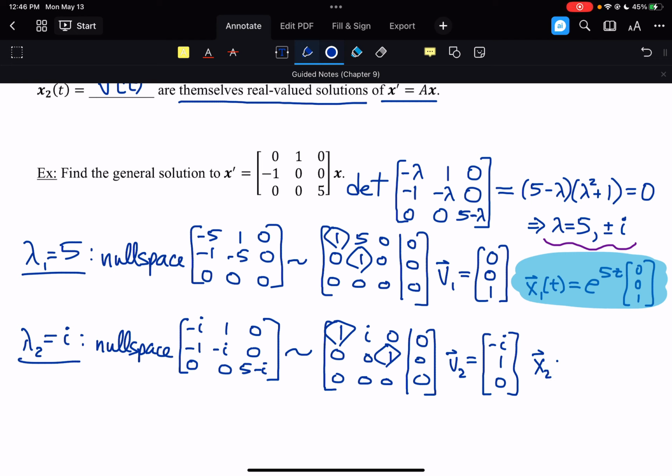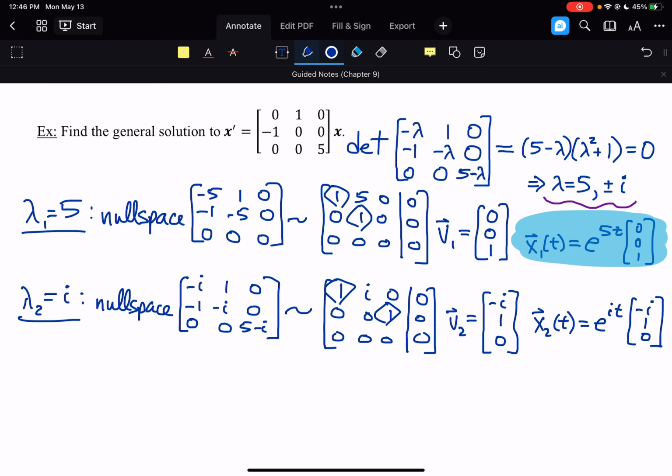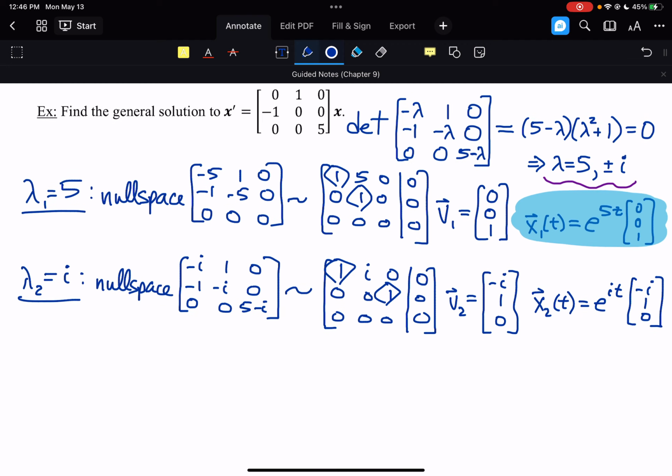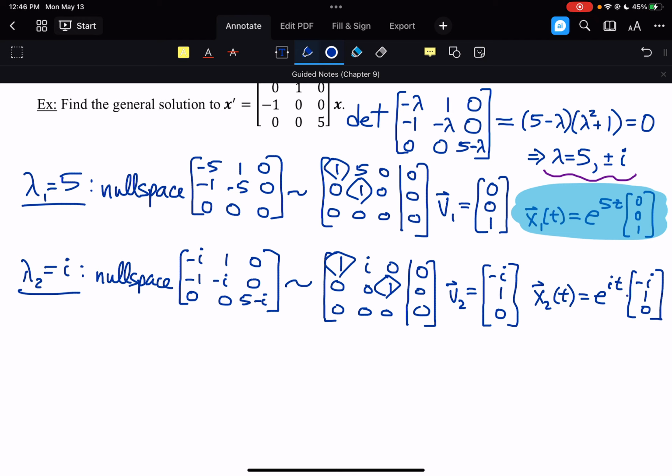So the starting form that we would get out of this is e to the it times negative i, 1, 0. And if that value wasn't complex, that's all that we would need to do. That would be our solution. But we don't want a complex solution. We want a real valued solution. So we need to mess around with this a little bit. Luckily, we have the tools to be able to do this.